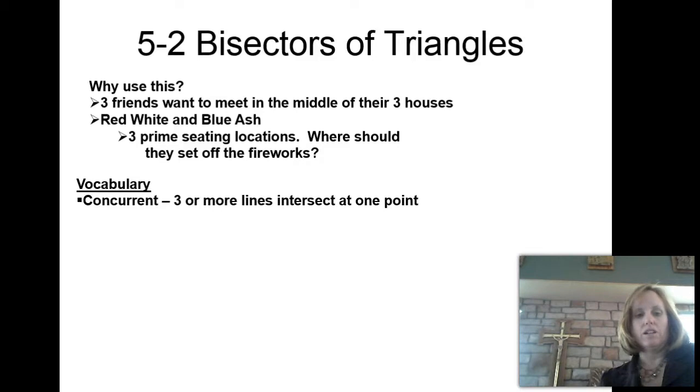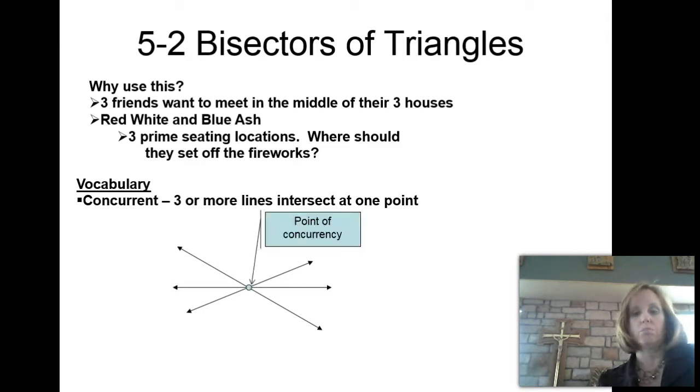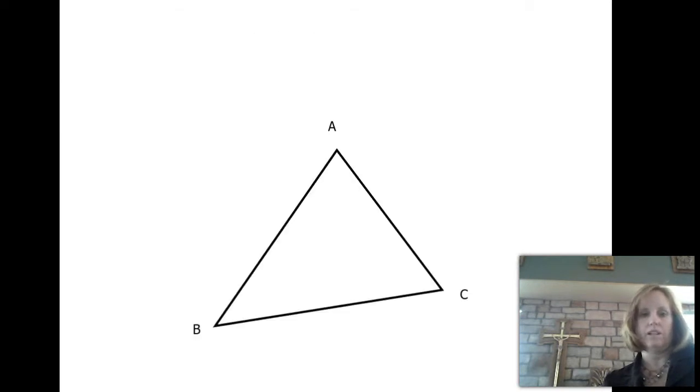Usually when we intersect two lines, we just call it an intersection. This time, we're going to intersect three lines. When we intersect three lines, we call them concurrent. That's the description of the lines. And the point where they intersect is called the point of concurrency. You should probably write that down, concurrent, and then draw three lines intersecting in the point of concurrency. Pause if you need to.